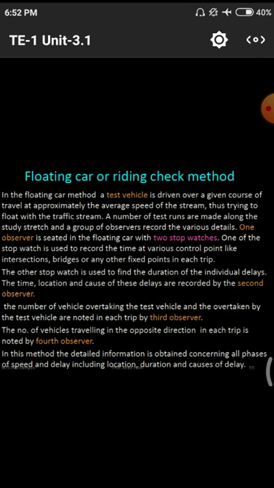All those 4 data: the driver has to note the particular ending point and starting point data, and the observer has to note the particular time for speed, another one has to do the delay, and another one has to do the crossings and other things. So the floating car method is like that. If we are having a two-wheeler, only 2 persons have to do all of this data. If we are having a four-wheeler, 4 persons have to do this particular work in a single journey time.